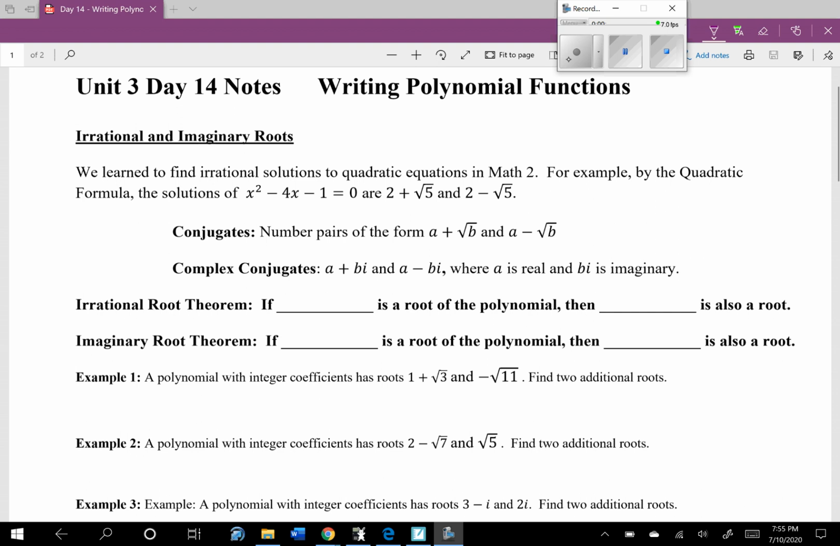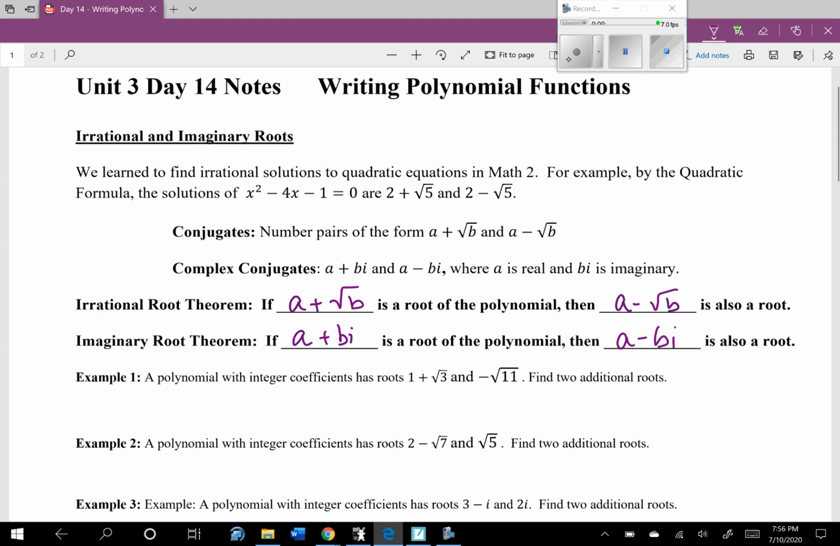Remember that conjugates are number pairs of the form a plus root b and a minus root b. Complex conjugates, where we have the i, are a plus bi and a minus bi, where a is the real number and bi is the imaginary portion. So the irrational root theorem states that if a plus the square root of b is a root of the polynomial, then a minus the square root of b is also a root. And the imaginary root theorem states, of course, that if a plus bi is a root, then a minus bi is also a root.